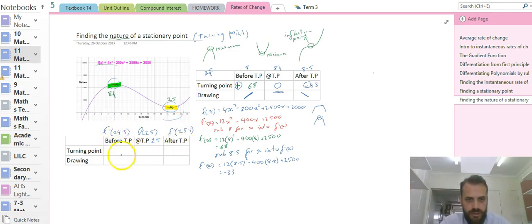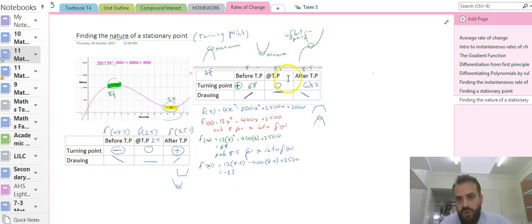Now when I do that, I'm going to get a negative answer here. At the turning point I get a 0 answer, and after the turning point I get a positive answer. You can try it if you want, but I can tell you that's what's going to happen. Draw it. Negative gradients look like this, 0 gradients look like this, and positive gradients look like this. Put them all together, boom, boom, boom. Boom. It's a minimum.